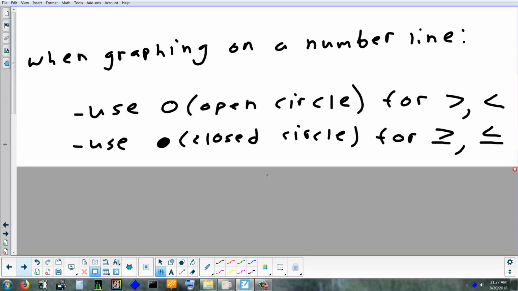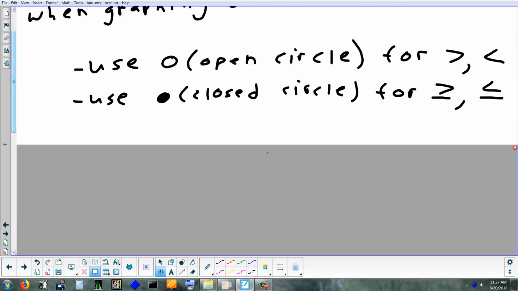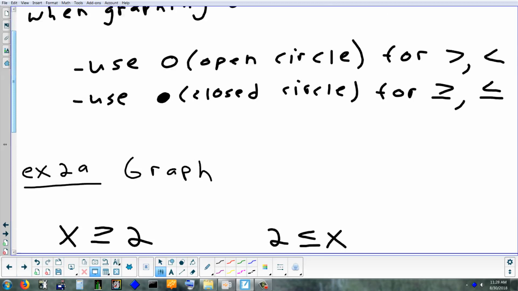Okay, but anytime you want to graph on a number line, you put an open or a closed circle on the number they want you to graph. And then we usually end up shading. Sometimes you shade left, sometimes you shade right, sometimes you shade between. Depends on the kind of problem. We'll try a couple right now.